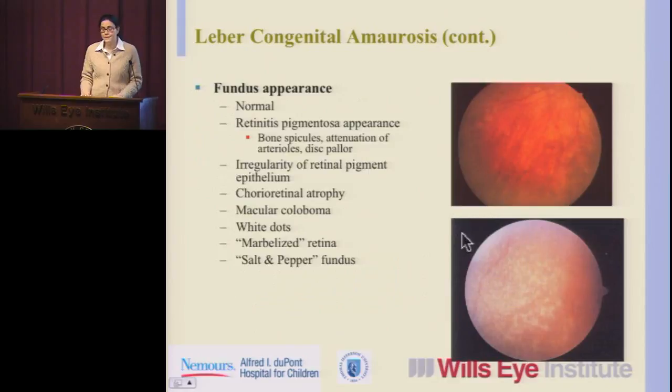The fundus appearance has a lot of variability, can even be normal. And so that can really make this diagnosis a little bit more of a challenge, but something that we do think about. Or there can be an RP type appearance with bone spicules, attenuation of the vessels, and some waxy disc pallor. Other findings that you can have are these white marbleized, these white dots, which you can also see in the retina.